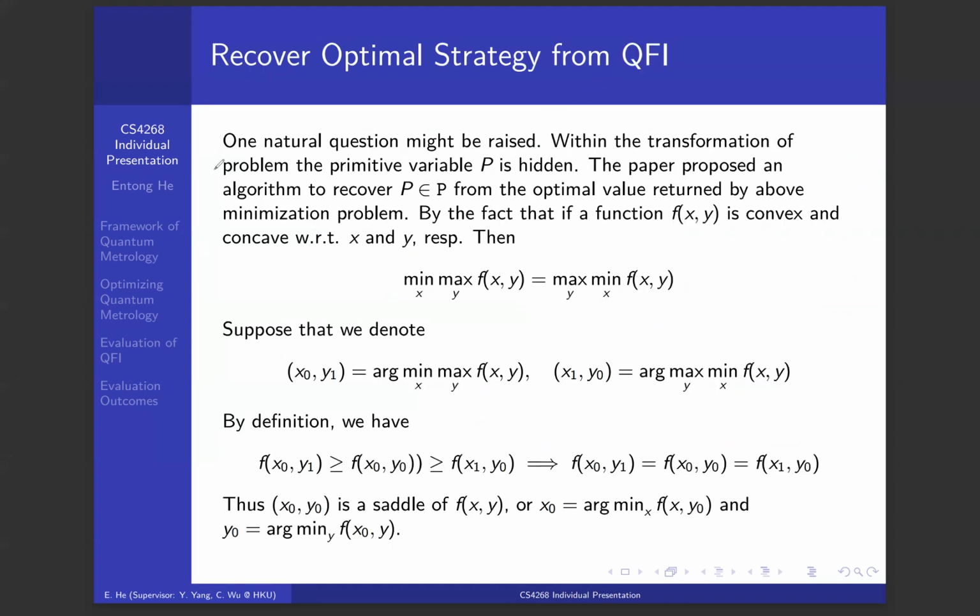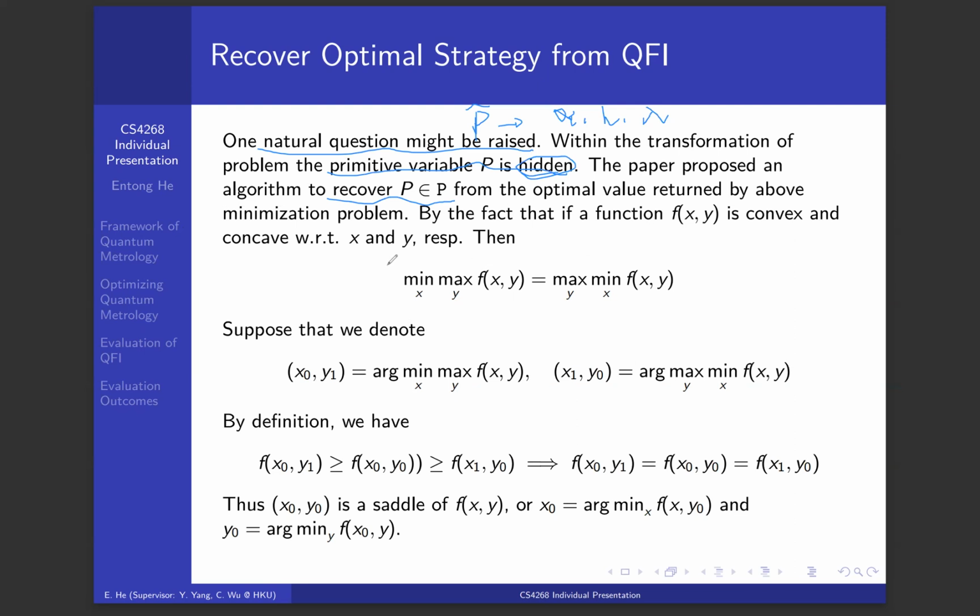So one natural question that might be raised is that by reformulating the problem, we are changing the optimization variable y tilde p into the q sub i, h, and lambda. So the primitive variable p is hidden. How do we recover the optimal strategy p once we have obtained the optimal values? The paper proposed an algorithm to recover the strategy p from the optimal value.